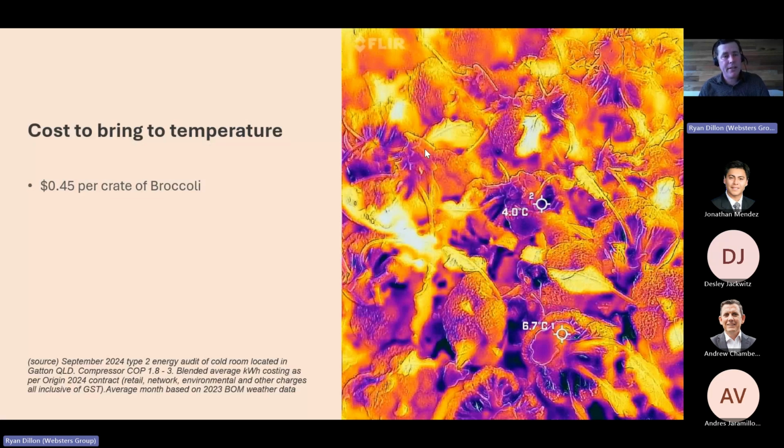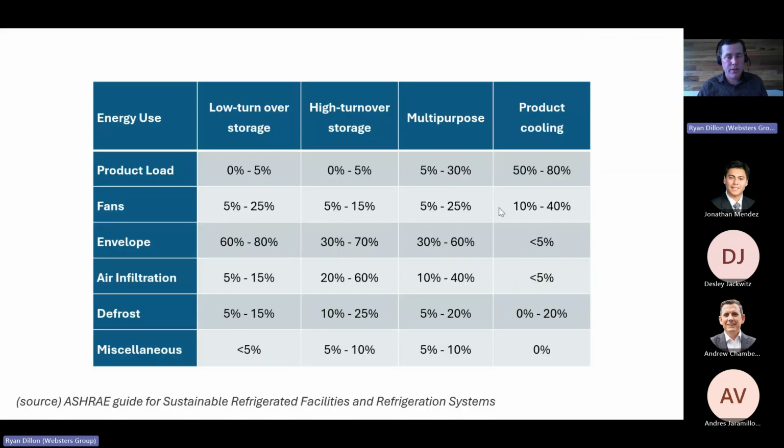The site's located in Gatton, down to 2 degrees. And you can see on the right-hand side here, this is just a thermal image of some broccoli in the cold room, just showing the temperature. But just as a rule of thumb, 5% of that energy use in a cold room is typically associated with cooling the product initially, getting it to temperature so that you can cool it and keep it cool in the cold storage there.